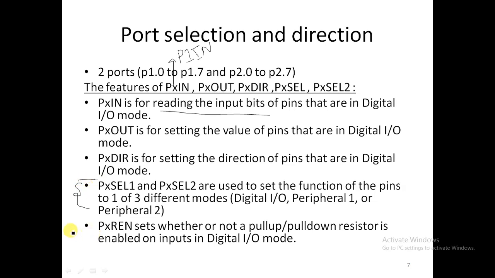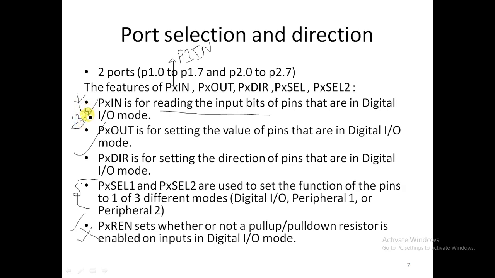We are going to see PxIN, PxOUT, PxDIR and PxREN. Especially PxIN and PxREN are going to be seen in the second experiment, the push button. The remaining ones, P1OUT, PxOUT and PxDIR, are going to be used for all 4 programs, that is, experiments 1, 2, 3 and 4.